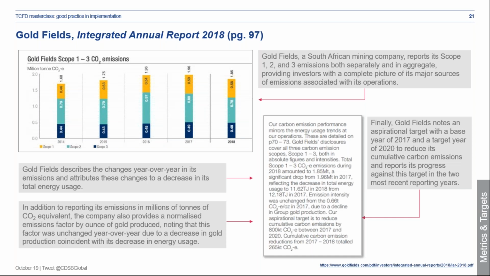And finally, it has set an aspirational target with a base year of 2017 and a target year of 2020 to reduce its cumulative carbon emissions, and as with the previous example, reports its progress towards that target in the current reporting year. So now we've gone over just a few examples from the Good Practice Handbook of the four categories of the TCFD's recommendation areas. And I'd like to pass back to Nadine, who is going to walk us through some of the lessons we learned from producing the Good Practice Handbook for companies.